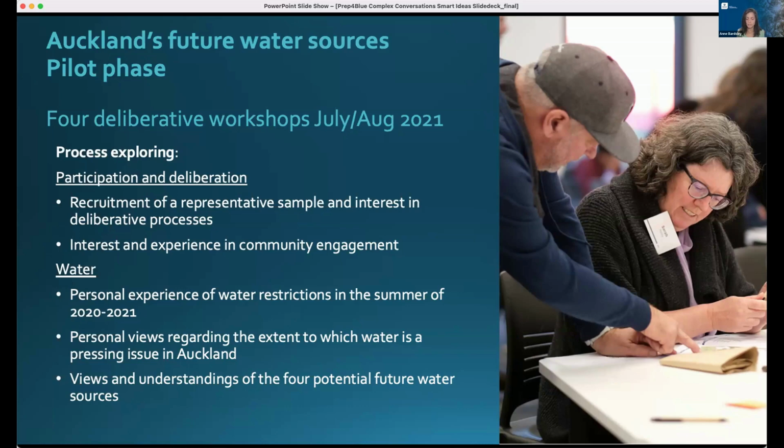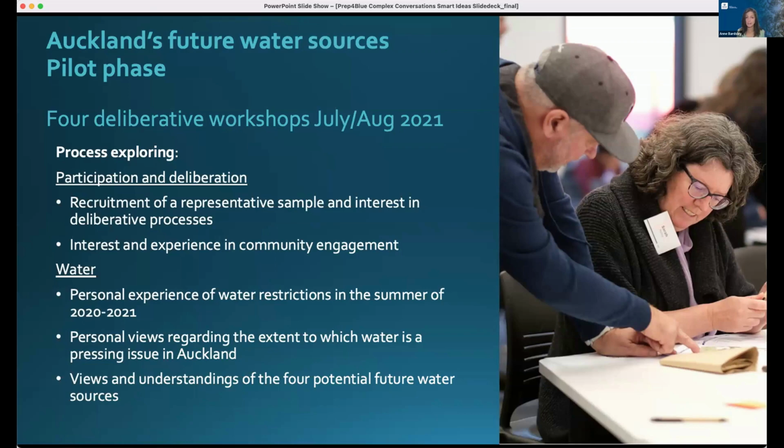So this was not a full assembly. What I've called the pilot phase in her previous slide was phase 1B of this project. We had that same question: what would be the future source of Auckland's water? But we decided to test out our questions and background materials using 4 separate deliberative workshops, which we facilitated during July and August of 2021.